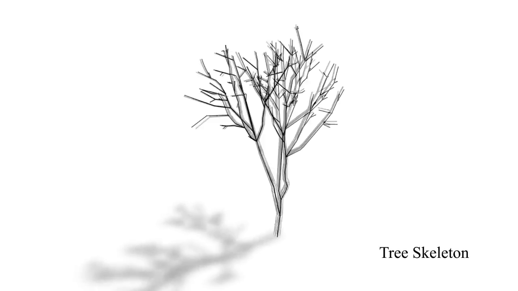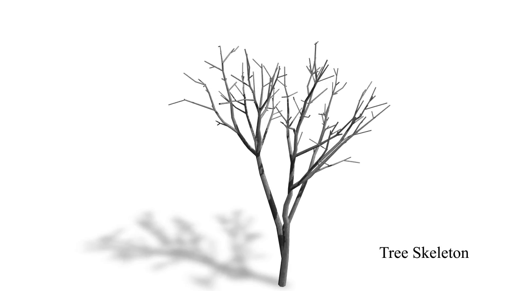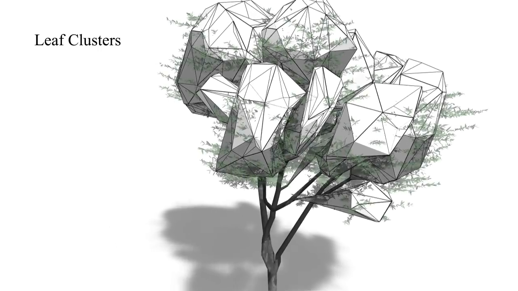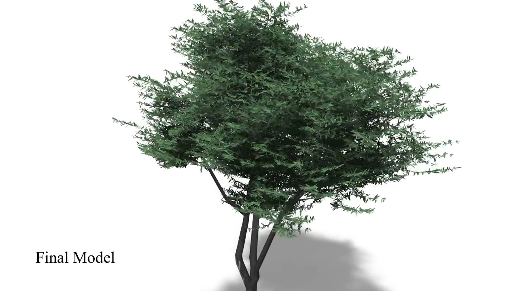Similar to Livni et al., our tree models are composed of a tree skeleton and a set of leaf clusters that contain small procedural elements such as branches and leaves. The transformations are applied to the skeleton as well as its leaf clusters.